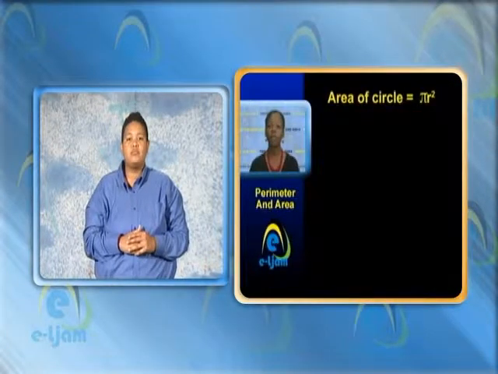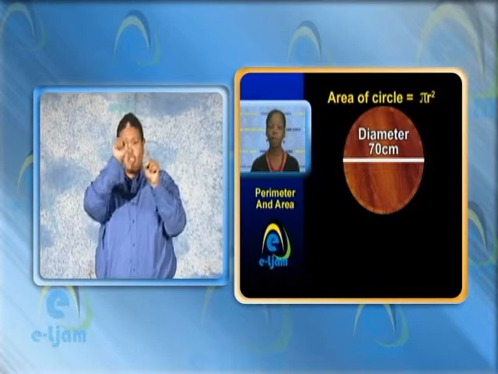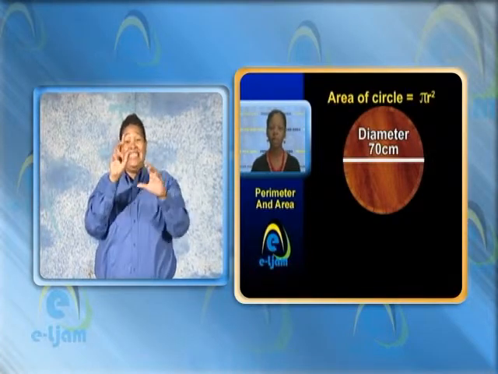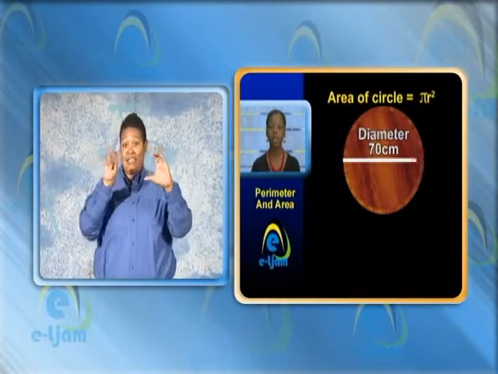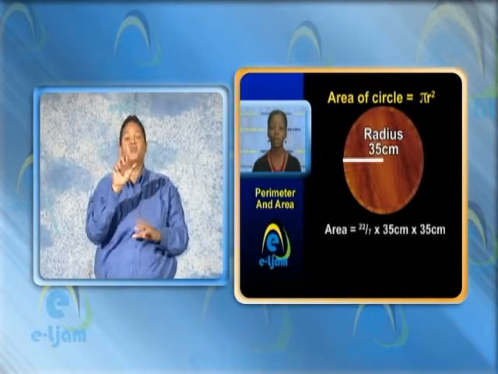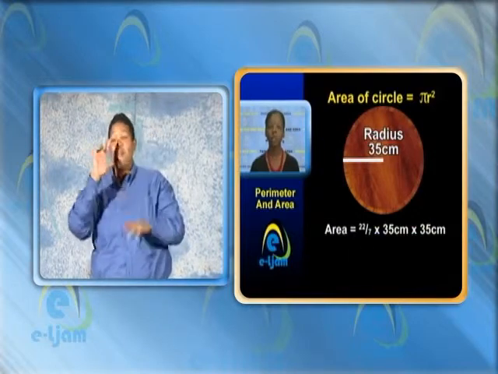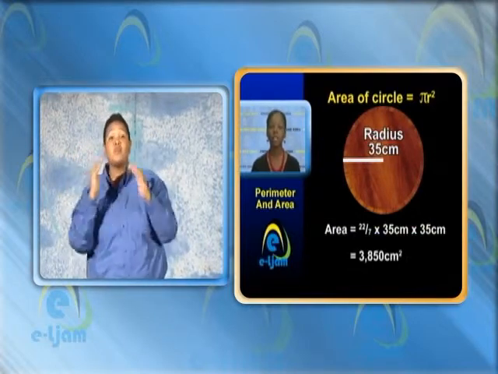So, if we wanted to know the area of the surface of a circular table whose diameter is 70 centimeters, we first find the radius, which is 35 centimeters, and then the area would be 22 over 7 times 35 times 35, which is 3,850 centimeters squared.